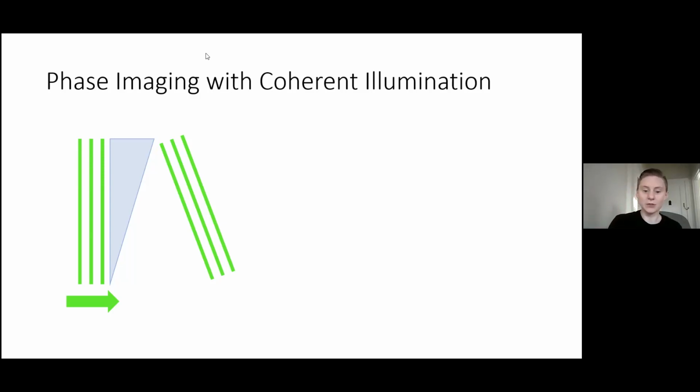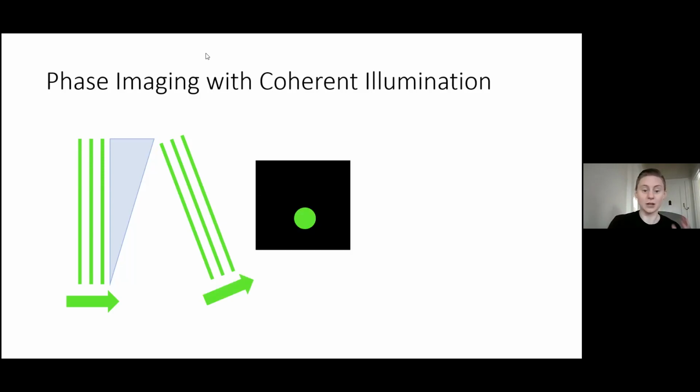So you can imagine if you took a picture of this undeflected beam, and then you said, okay, I put my prism in and this beam gets moved. You can imagine pretty easily that you could recover the phase profile from this image information.